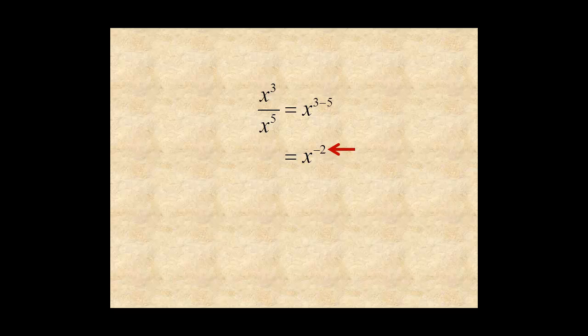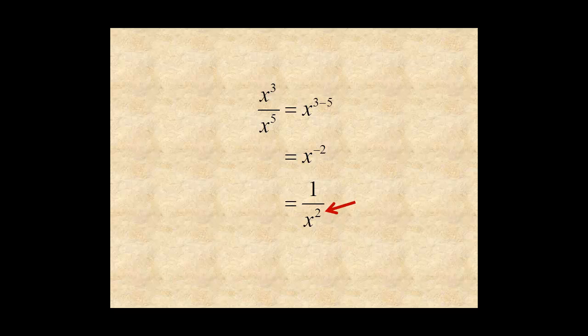Thinking about the definition, an exponent tells you how many times to use the base as a factor. For example, a to the power of 3 is 3 factors of a. But you can't have negative 2 factors of x. It turns out negative exponents are inverses, and the final answer is 1 over x squared.